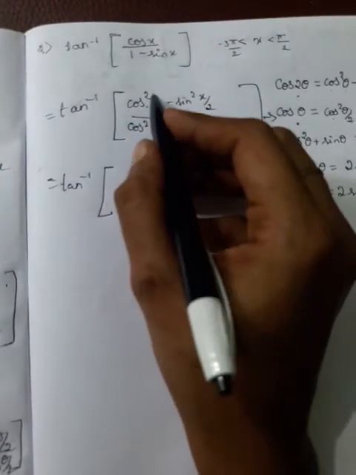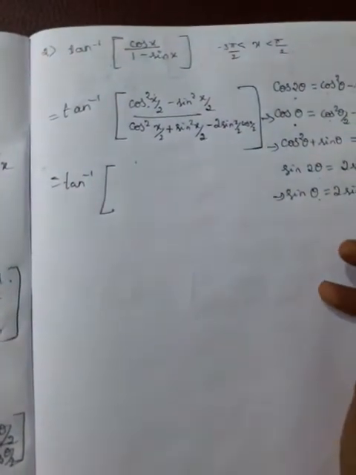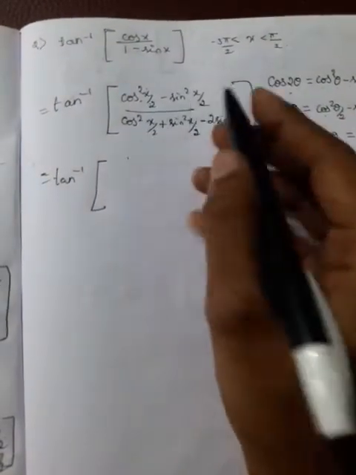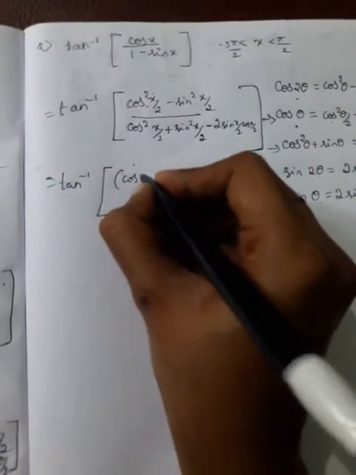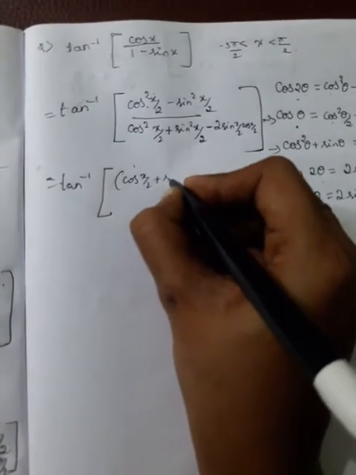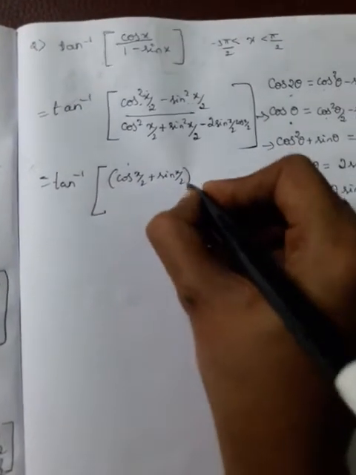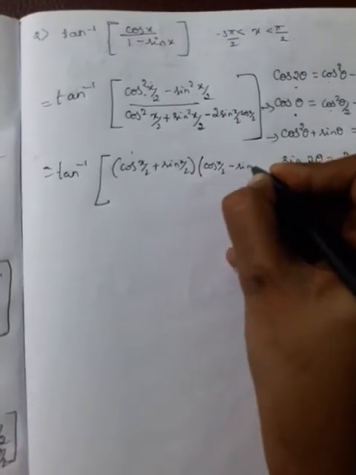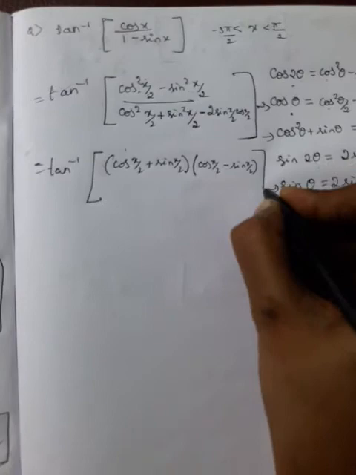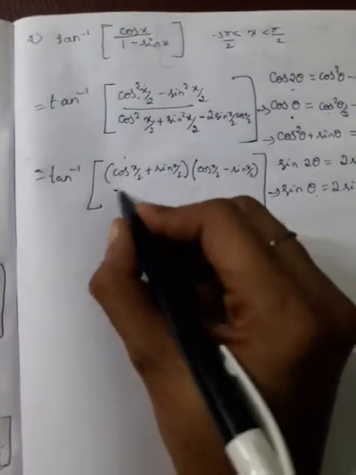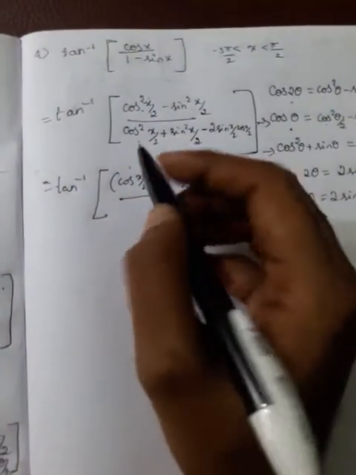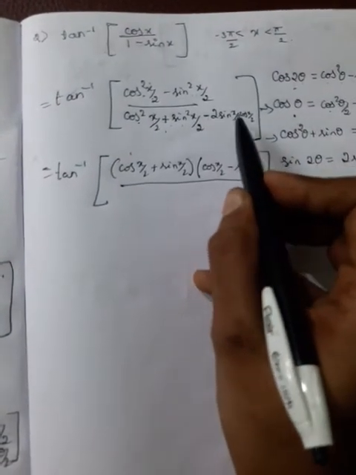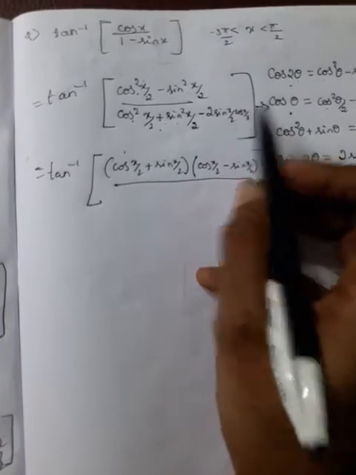this is in the form of a square minus b square. A square minus b square formula you know, that is a plus b into a minus b. Therefore it can be written as cos x by 2 plus sin x by 2 into cos x by 2 minus sin x by 2, whole divided by, see here, cos square x by 2 plus sin square x by 2 minus 2 times sin x by 2 into cos x by 2.